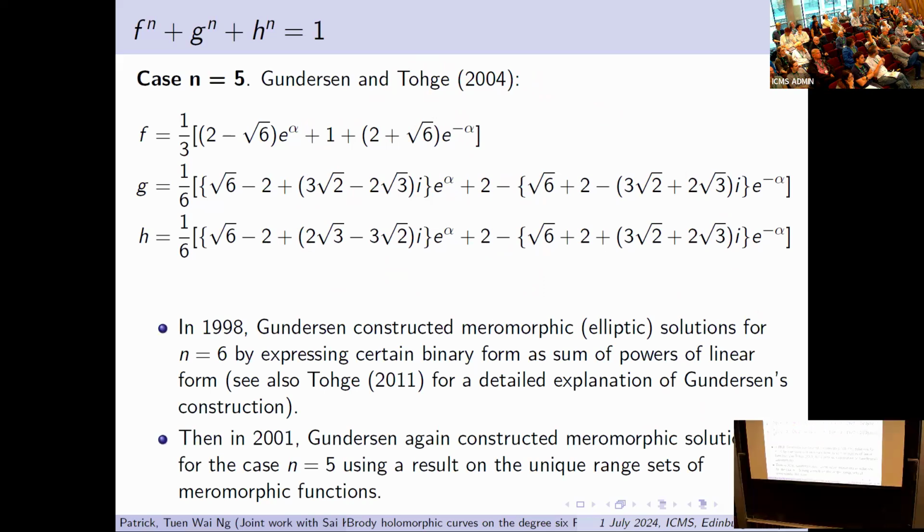And then for holomorphic solutions, I'm not going to show you the explicit form of them, but I just want to mention when n equals 6 and 5, you can also construct explicit holomorphic solutions. And often they are in terms of elliptic functions.